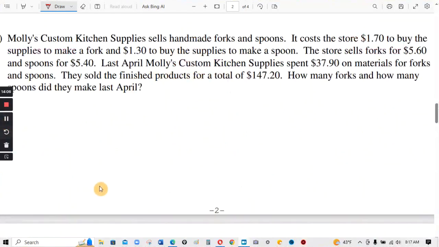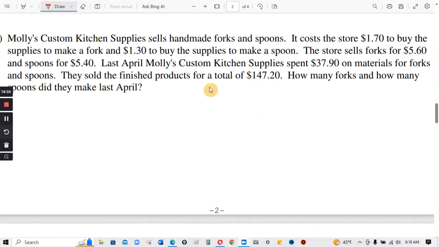All right, last one, number 8. Molly's Custom Kitchen Supply sells handmade forks and spoons. It costs the store $170 to buy the supplies for the fork, $130 for the supplies for the spoon. The store sells forks for $5.60, spoons for $5.40. Last April, they spent $37.9 on materials for forks and spoons. They sold the finished products for $147.2. How many forks and how many spoons?